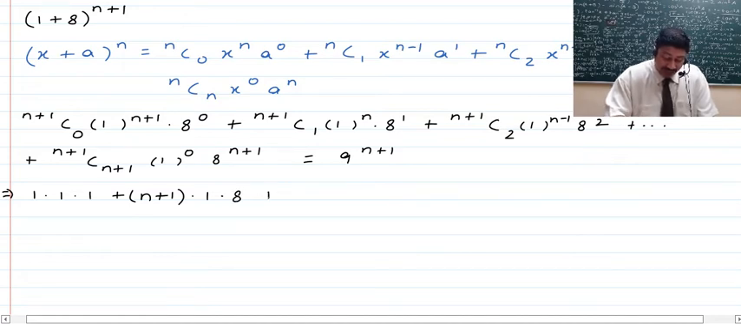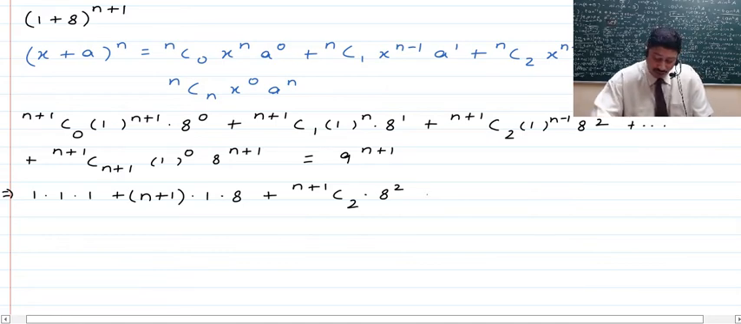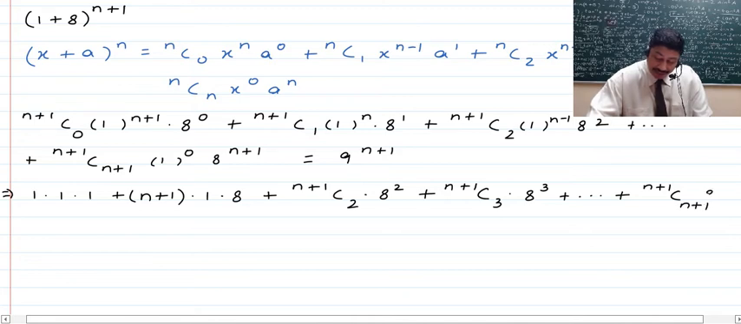And then we have the other terms which we need not calculate, so we can just write nC1 C2, multiplied with 1 raised to the power n minus 1, that is any power of 1 will become equal to 1, and further multiplied with 8 squared, which becomes equal to 64. Then if you talk about the next one, it will be n plus 1 C3, and then we have this again to be multiplied with 8 raised to the power 3, and all of that continues up to n plus 1 C n plus 1 times 8 raised to the power n plus 1.